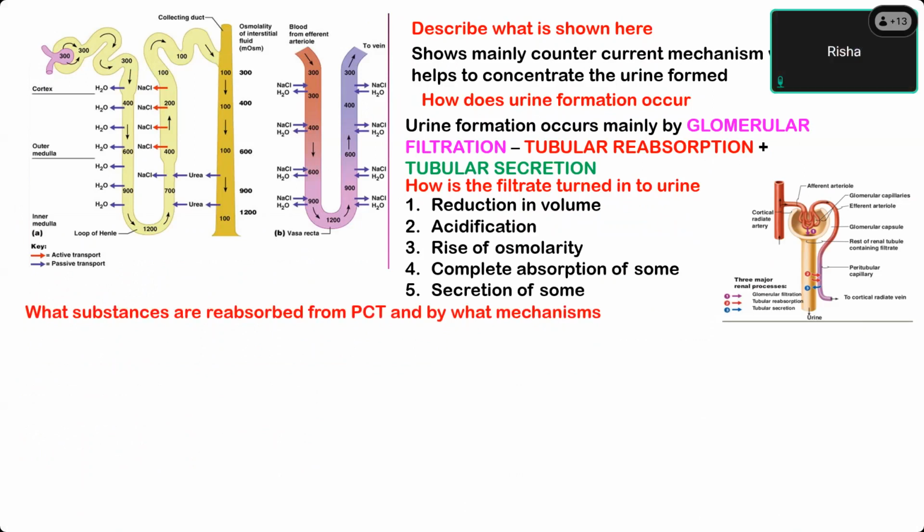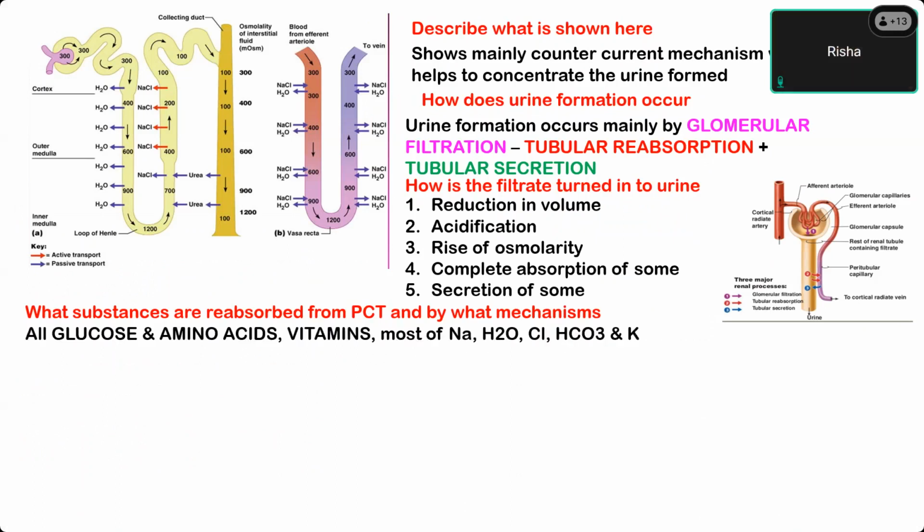99% of the water, sodium, bicarbonate. Glucose also, sir. Glucose, yes. And what mechanism? Is it by active transport or passive, concentration based? Water and sodium passive. All glucose, amino acids, vitamins, most of sodium, water, chloride, bicarbonate, and potassium. Most of the things are reabsorbed from the proximal tubule.